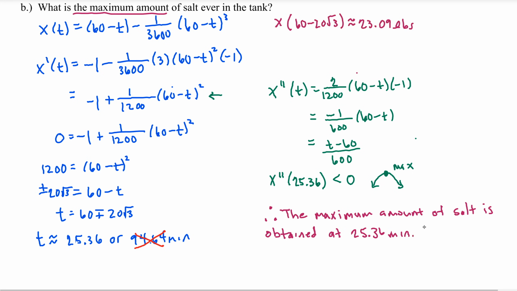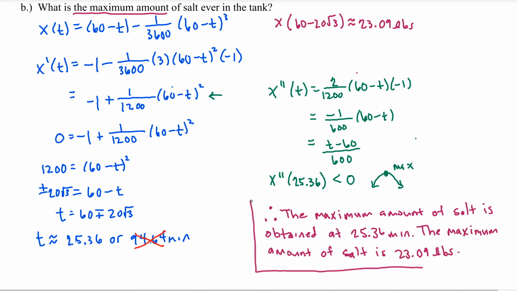Okay, so adding to our conclusion, the maximum amount of salt is approximately 23.09 pounds. So once you have that function, which models the amount of salt in the tank at any time, any minute, it's predictive and you can count on it. You can also analyze maximums, minimums, and all kinds of interesting things.